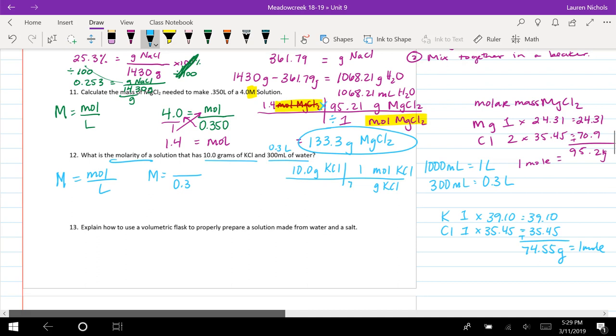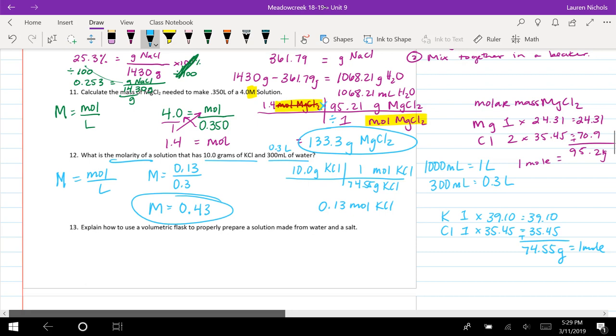So I put that 74.55 grams there, so that would be 10 divided by 74.55, and that gives us 0.13 moles of KCl. Since I have that, I can just go ahead and plug it in, 0.13 moles, which means our molarity is 0.13 divided by 0.3, which gives us 0.43 as our final concentration.